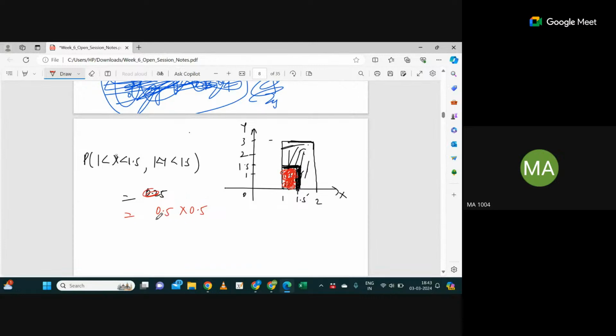And what is the total case? Total area is 3. Are you getting my point? See, probability is nothing but favorable divided by total, right? Favorable is this red one, the full area. And for this, the area is 0.5 into 0.5. What is the total area? 3. So this is nothing but 0.25 divided by 3, which is nothing but 1 by 12.